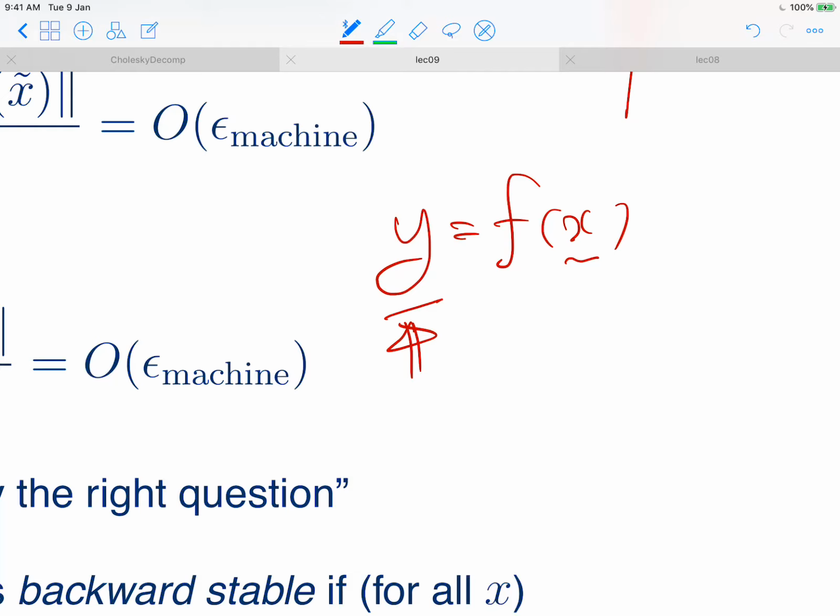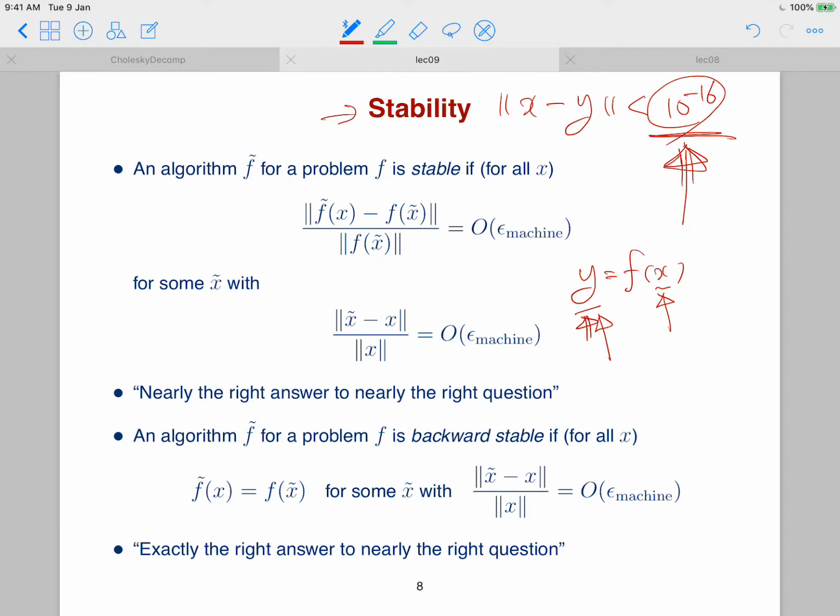But in the case of backward stability, it is reversed. We first consider differences smaller than the machine precision for the output value, and then ask what is the possible amount of perturbation that we can consider in terms of the input value. So we consider the inverse function of this relationship, and that corresponds to backward stability.